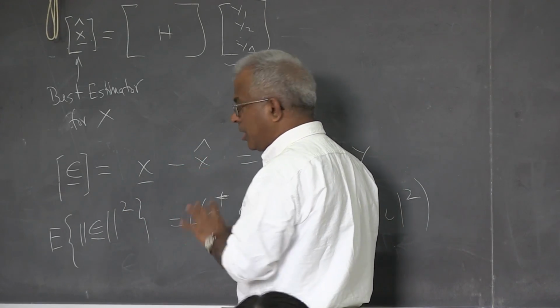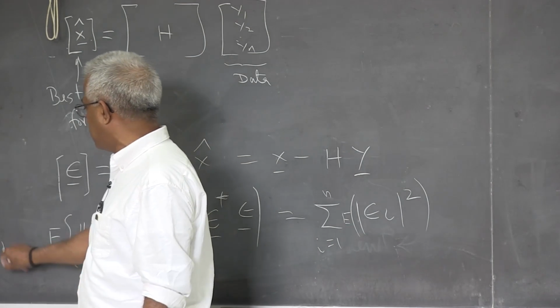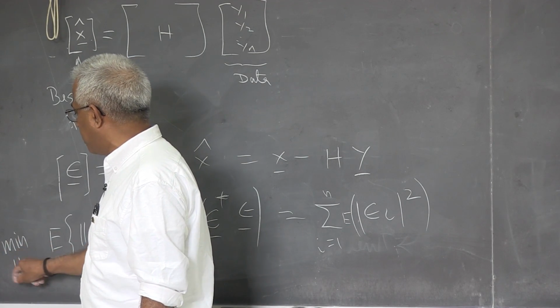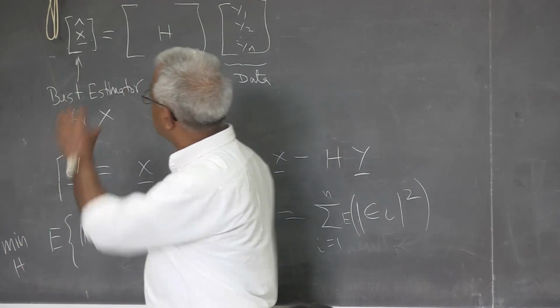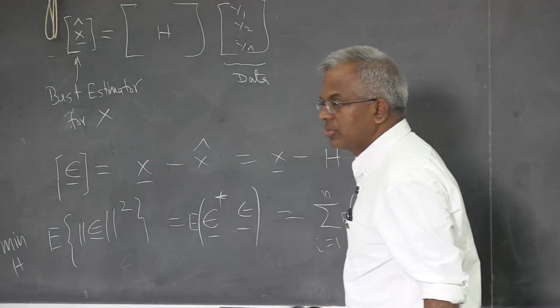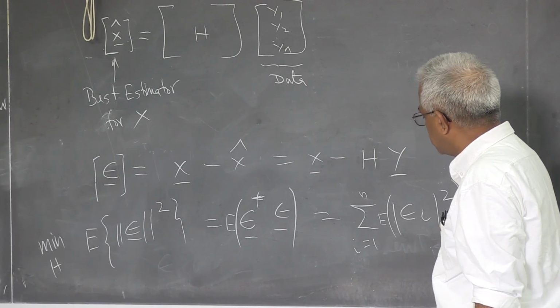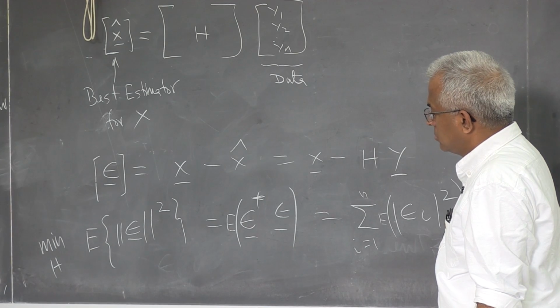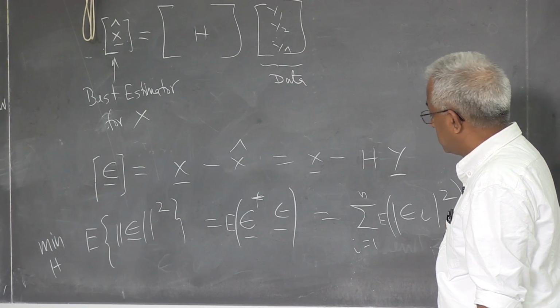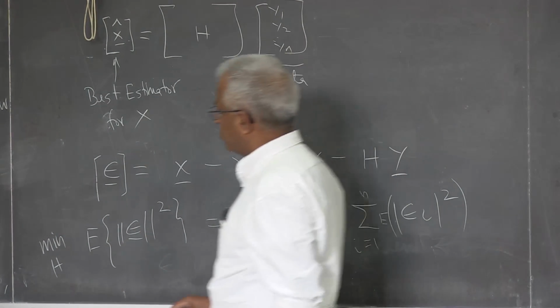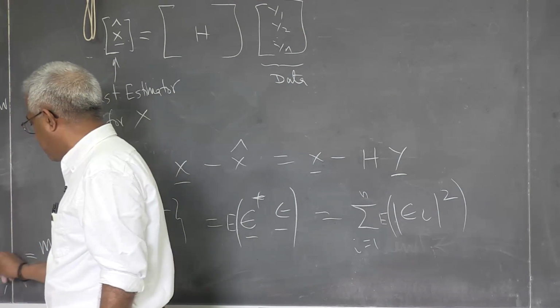So again, this is minimization of the mean squared error. Minimization needs to be done. We need to figure out what is the best h to use here. So let me call this quantity sigma naught squared.